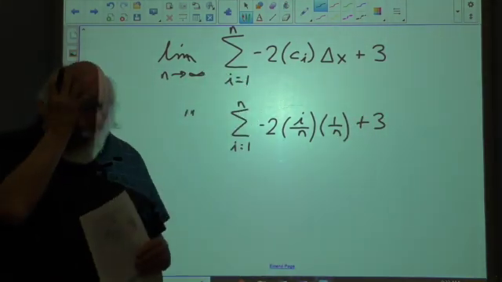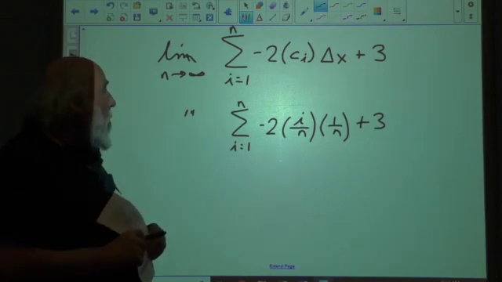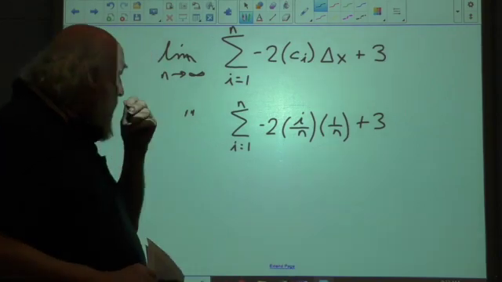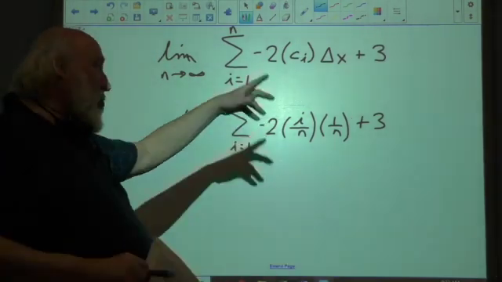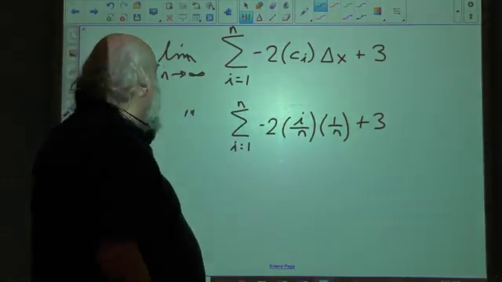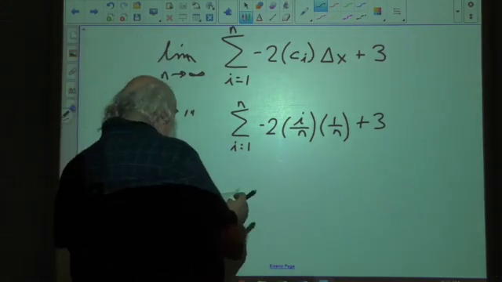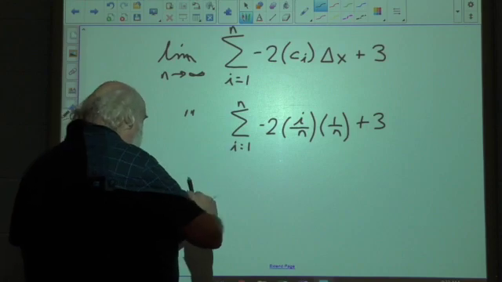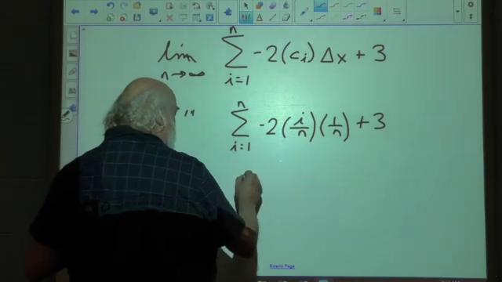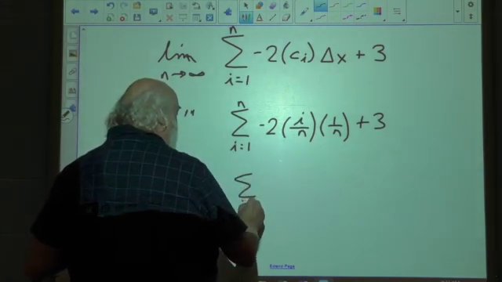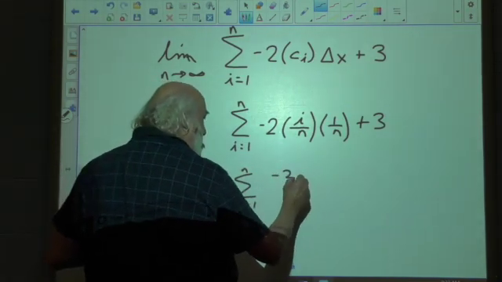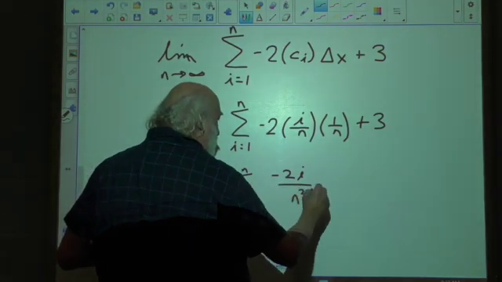Now, please be careful of this, and I have seen this happen where people start to ignore this plus 3. It's happened on earlier assignments that we've had, and it's probably going to happen again. I'm going to sort of go, what happened to it? What happened? So please be cognizant of that. Okay. So what we're going to do next is combine this together. So this becomes negative 2i over n squared plus 3.